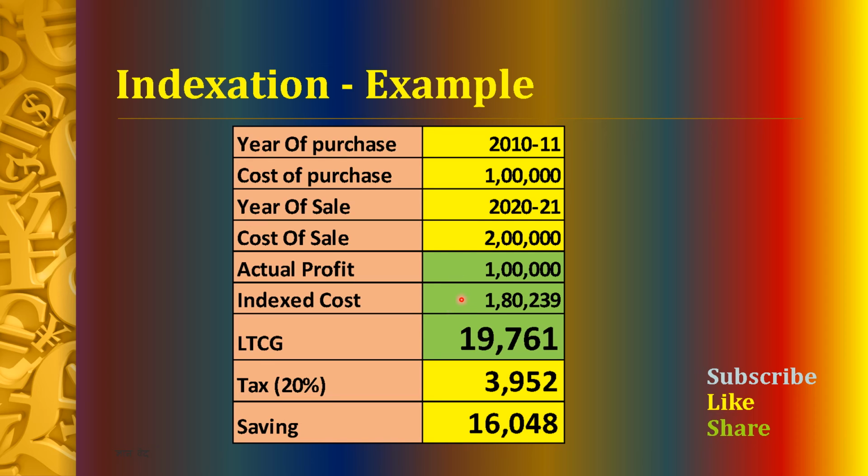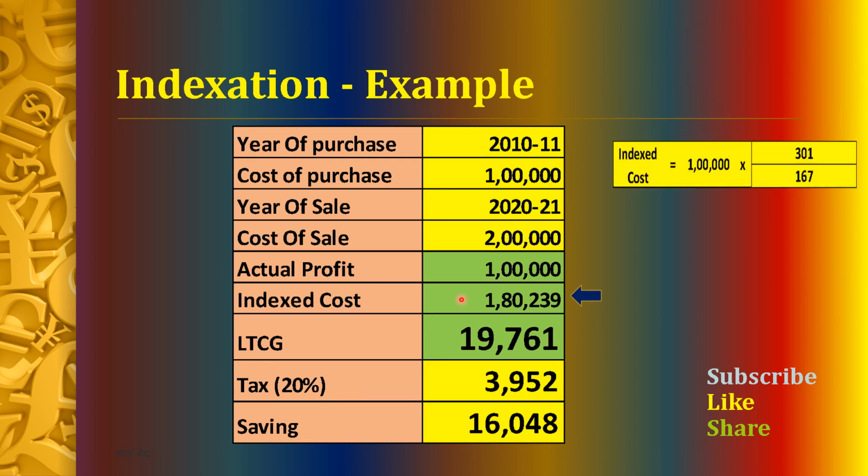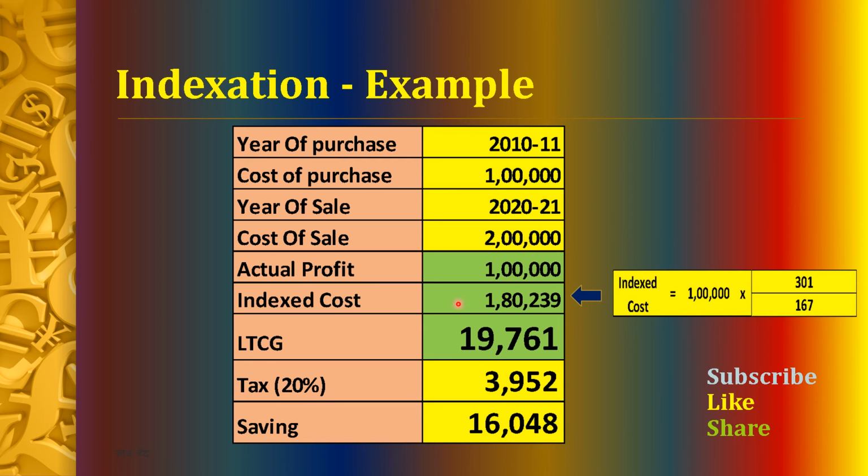Here is how the income tax department allows you to calculate the indexed cost. The indexed cost will come to around 1,80,239 rupees based on the formula. You can see here the formula which we used earlier as well. So the long-term capital gain will be considered as 19,761, the difference between 2 lakhs and 1,80,239. Out of that you will pay 20% as tax, and there could be some cess applicable. Ultimately you are going to save around 16,048 rupees. So you can see there is always a benefit for long-term investors.